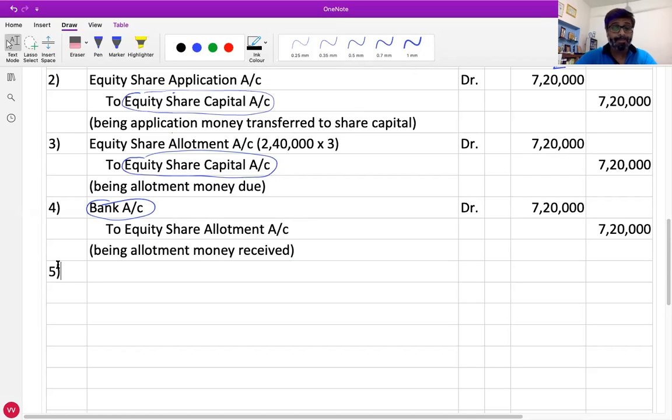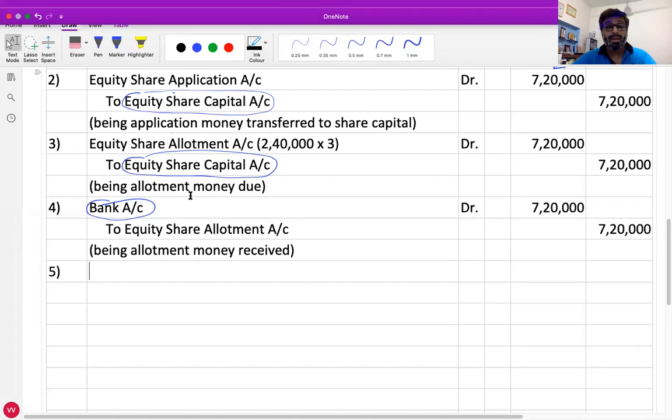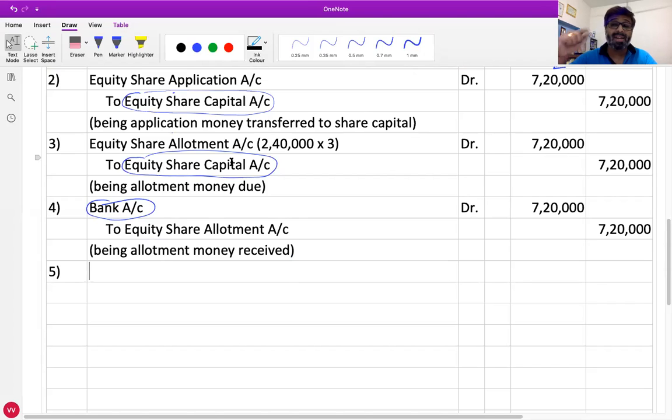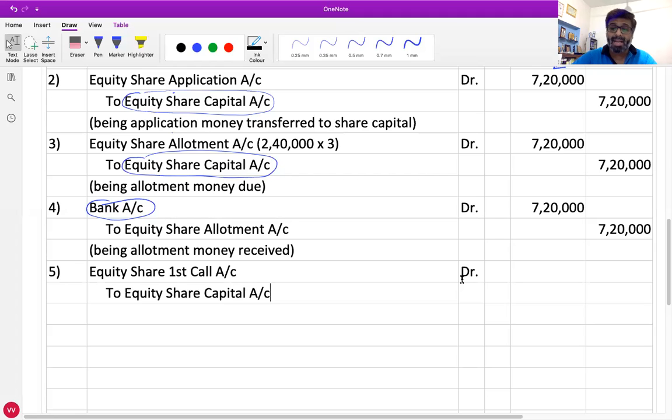Now, fifth entry. Again, in case of first call, similar to allotment, first we will transfer to share capital. So similar to third entry, what will be your fifth entry? Equity share first call to equity share capital. Do add the prefix of first call. Equity share first call account debit to equity share capital account.